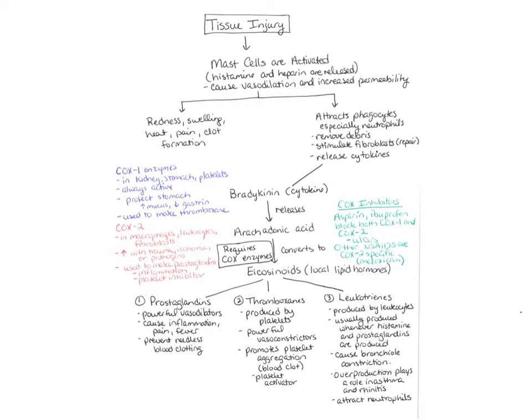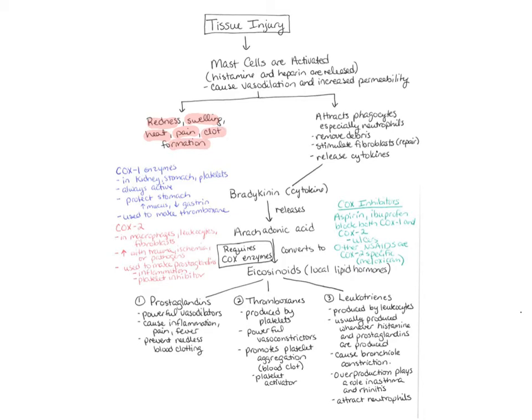So the tissue is injured, right? And the mast cells are activated. And the mast cells, we said, are a lot like basophils. They're going to release histamine and heparin. Histamine and heparin cause vasodilation and increased permeability, so cells can leave the blood and move into the tissues. So the first thing, let's look over here. These are the 4 cardinal signs: redness, swelling, heat, and pain. And then also clot formation will occur.